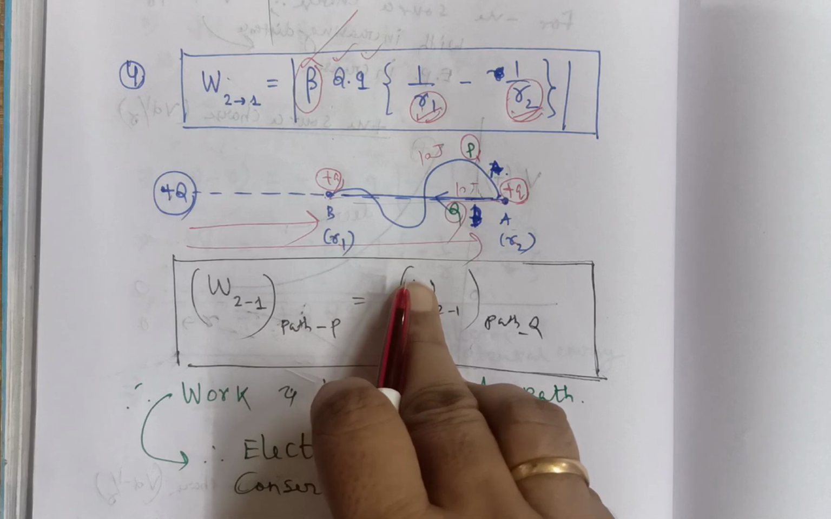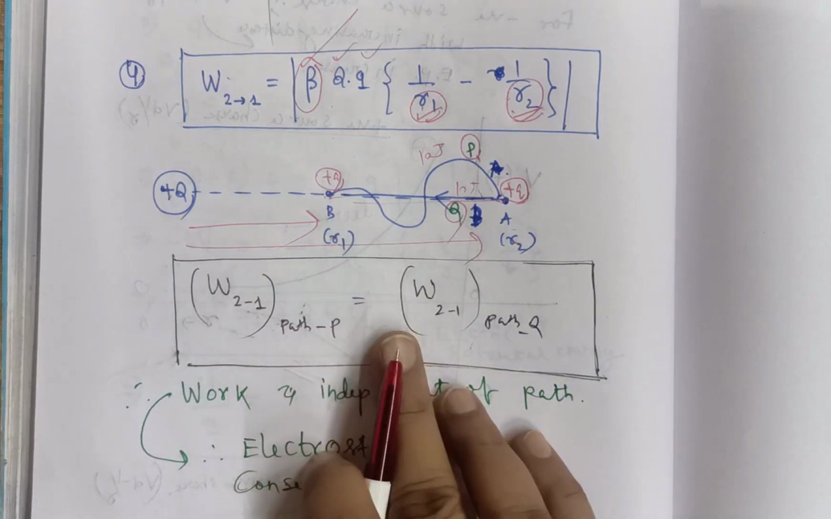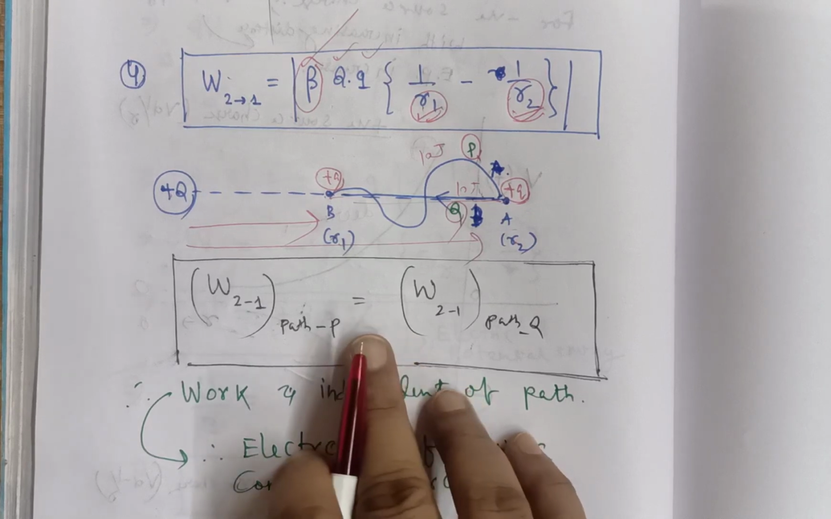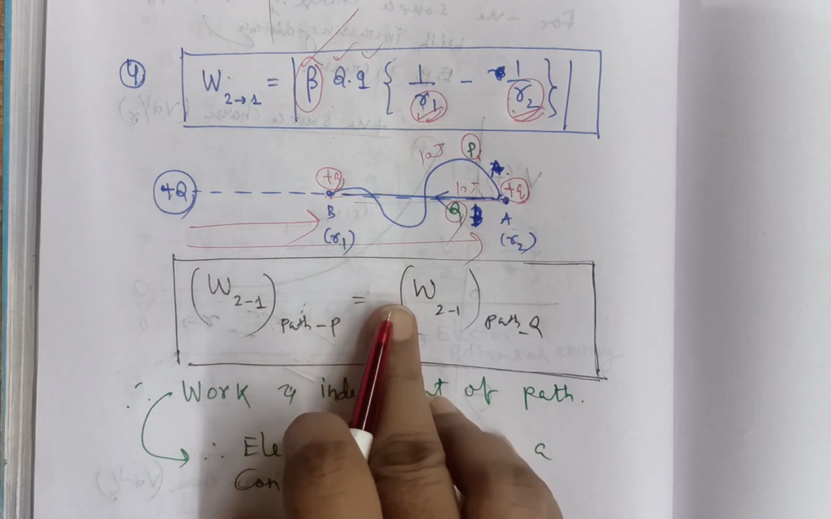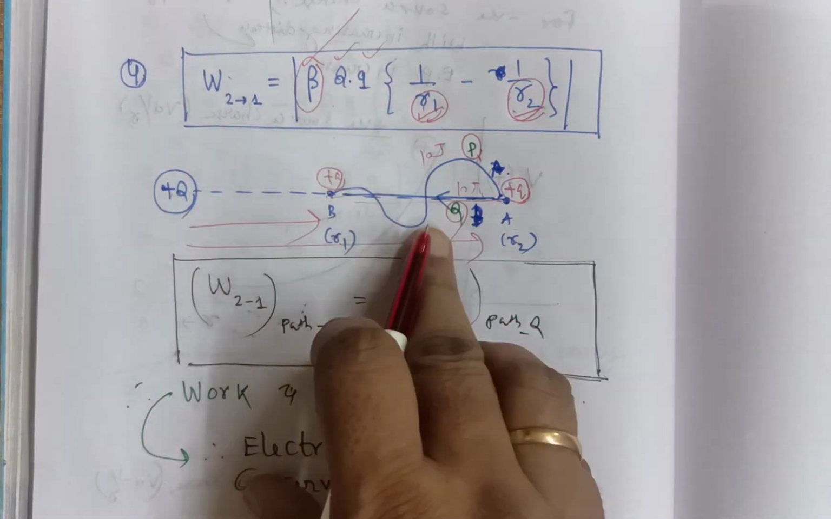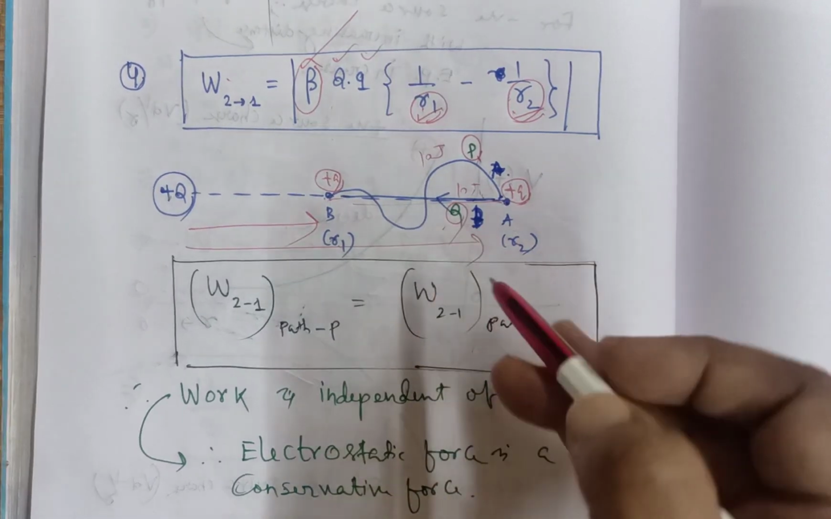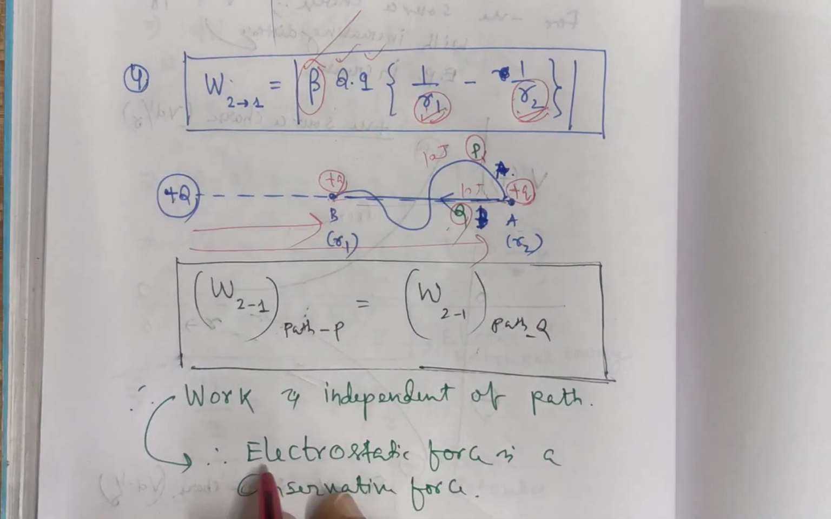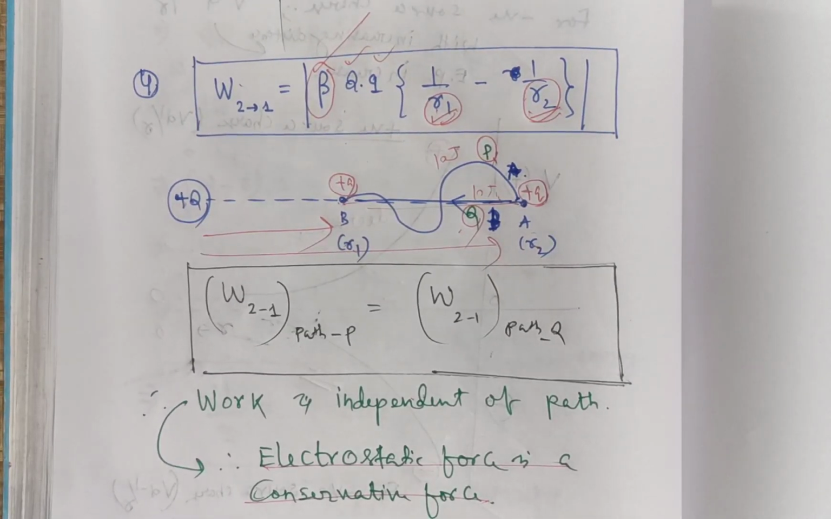While we discuss the properties of electrostatic force, just to remember, we have discussed a property: the electrostatic force is a conservative force. Conservative force means work is independent of path. Here you see, by using this formula, you can explain that work is independent of path. Here this work is done by the electrostatic force. So our conclusion is that electrostatic force is a conservative force.